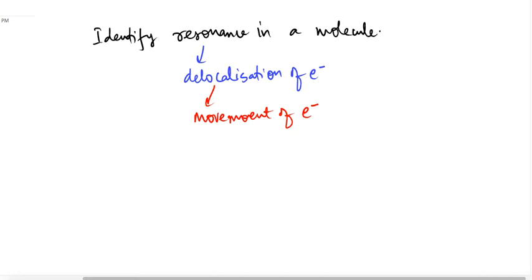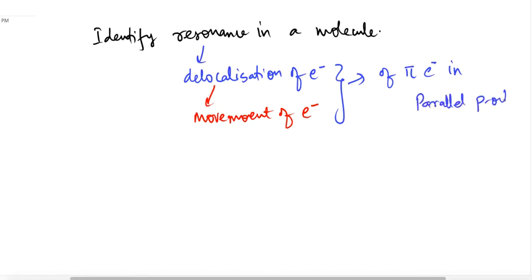So first thing is that in resonance only pi electrons are delocalized. Okay, so this is basically delocalization of pi electron in parallel p orbital system. Parallel p orbital system will have almost the same energy, so that is why electron can move from one place to another place.